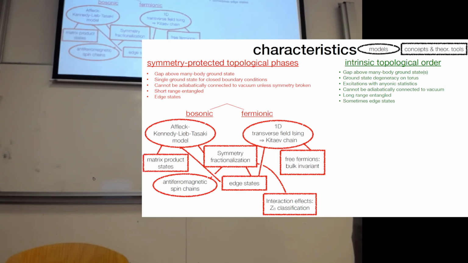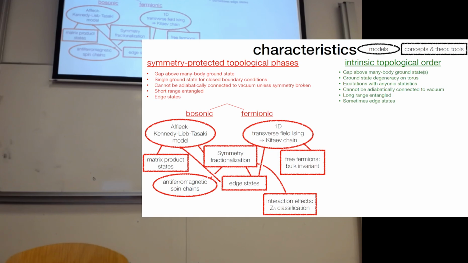And the AKLT model also served as an example for a matrix product state. This is not necessarily related to the idea of topology, but I wanted to highlight it here. It's a tool that I don't personally use, but it's used a lot in the community to describe quantum many-body states, in particular in one dimension.